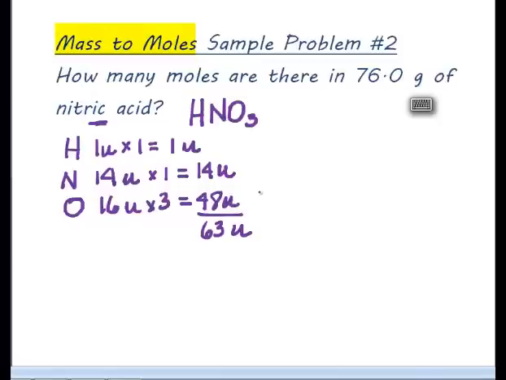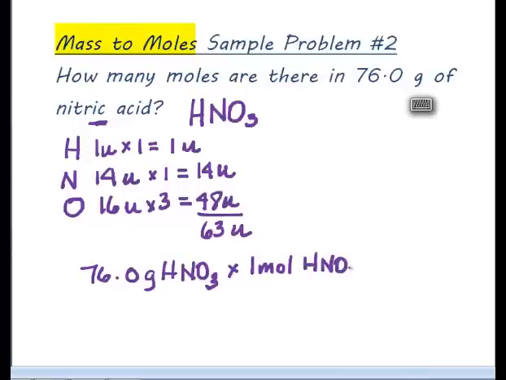So if I had Avogadro's number, if I had 6.02 times 10 to the 23rd nitric acid molecules, they would have a mass of 63 grams. So with that in mind, here we go. 76.0 grams of nitric acid. And we're going to be very clear what we're working with. It's not just grams, it's grams of nitric acid times 1 mole of nitric acid, 1 mole of nitric acid, all that over 63 grams.